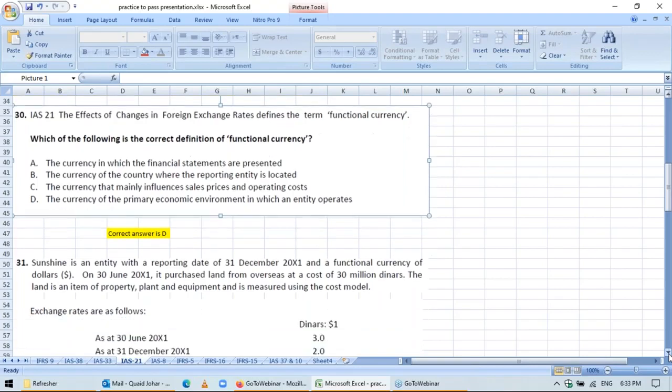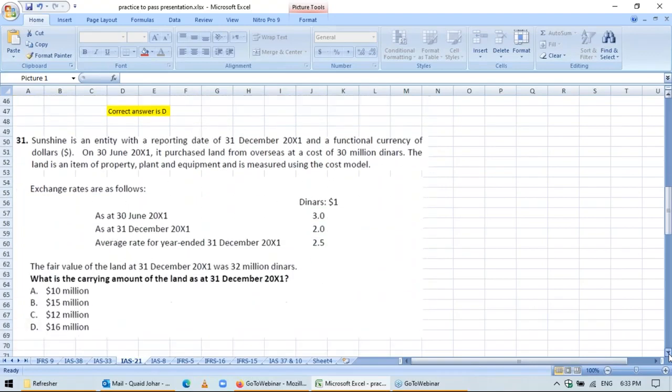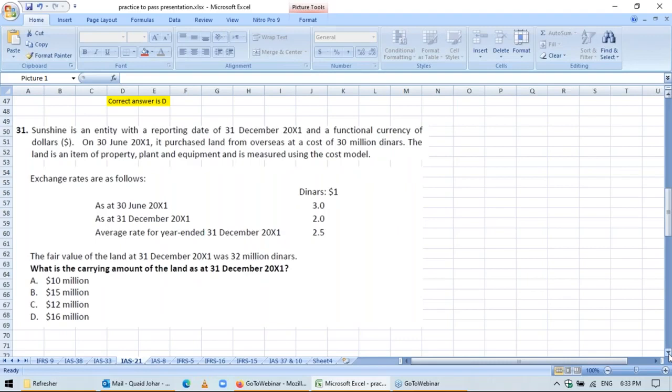Okay, students, let's move on to question number 31. So please go through it. What they say in 31 is that Sunshine is an entity with a reporting date of 31st December 2001 and a functional currency of dollars. Now, on 30th June 2001, it purchased land from overseas at a cost of 30 million dinars. Now their own currency is dollars and the foreign currency transaction is of 30 million dinars.